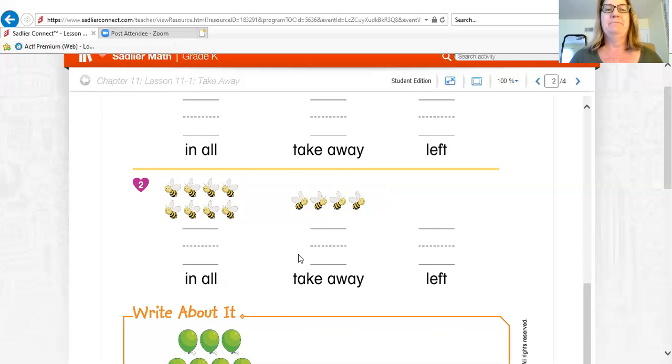So our next step, again, you might know the answer already, and that is awesome. Or you can draw a line. We're drawing a line through 4 of the bees in the in all. 1, 2, 3, 4. Does not matter which bees you decide to cross out. If we cross out these 4 bees, let's see how many are left. 1, 2, 3, 4. So that would be our answer. How many bees are left? And we'll write it on this line. 8 bees in all. 4 we take away. 4 are left.